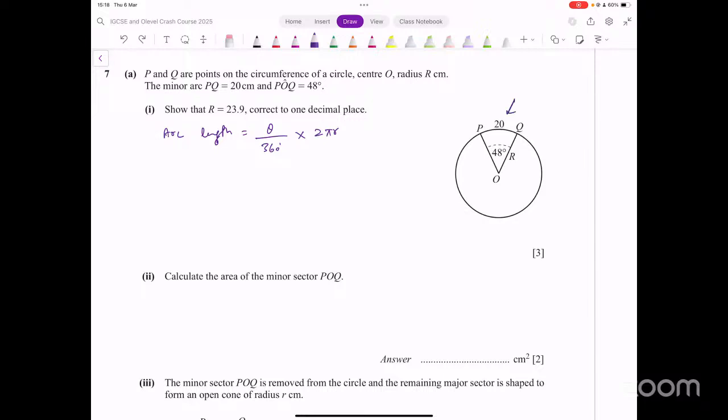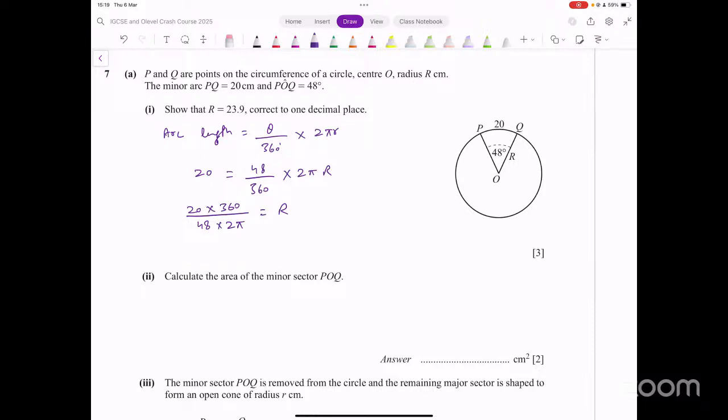We know that the arc length is 20, so we can say the arc length PQ is 20. That should equal the angle, which is 48, divided by 360 times 2 pi r. Now you can just evaluate this. 360 goes to the other side and gets multiplied in the numerator, 48 goes to the denominator, and this 2 pi also goes to the denominator on the other side.